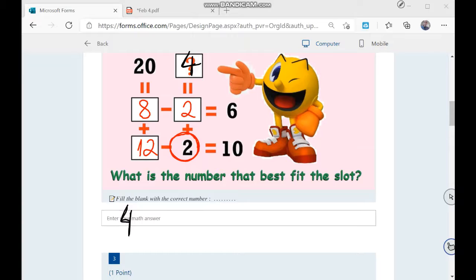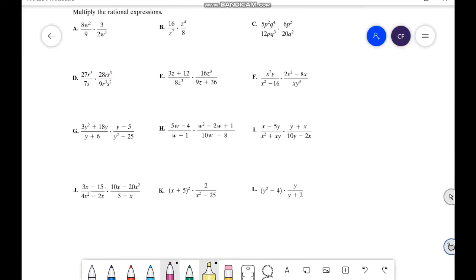So this is how you fill out the slots, and the final answer is going to be 2 plus 2 equals 4. 4 is the right answer. Now let's move on to the quiz, to the practice round.